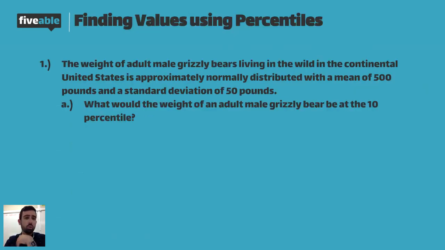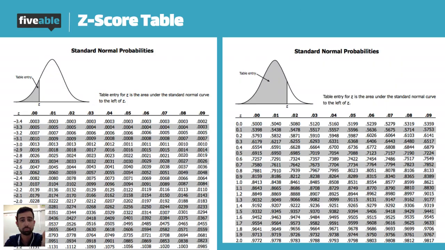So what if the question was asked, the weight of an adult male grizzly, all that stuff we already talked about, same situation. But if we wanted to know, what would the weight of an adult male grizzly be at the 10th percentile? So if we wanted to figure out what the 10th percentile of this distribution was, how would we go about doing that? So again, we use our z-table.